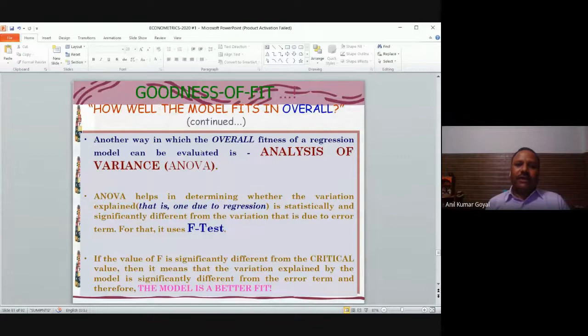Another way is ANOVA. ANOVA helps us determine whether the variance explained by regression is statistically and significantly different from the variation that is due to the error term. For this, we use the F test. If the value of F is significantly different from the critical value, then it means that the variation explained by the model is significantly different from the error term, and therefore the model is fit.